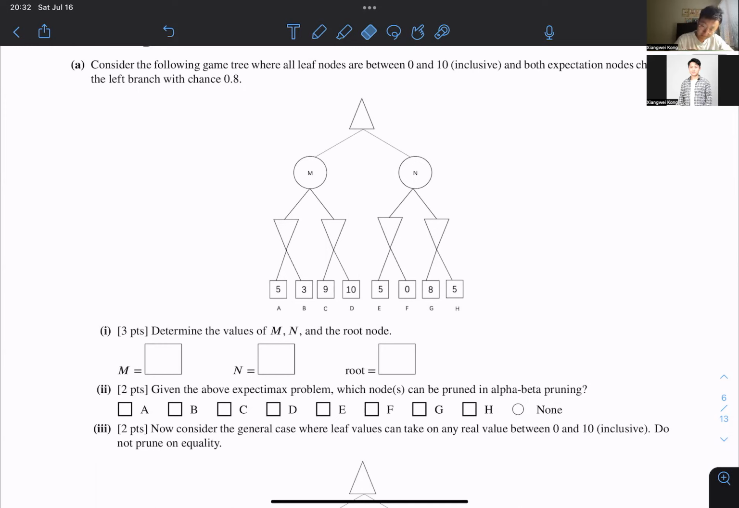Firstly, it's a minimizer. It will be 3, 9, 0, 5. So M will be 0.8 times 3 plus 0.2 times 9, which will be 4.2. N will be 1, and it is a maximizer, so it will choose 4.2. The root will be 4.2.